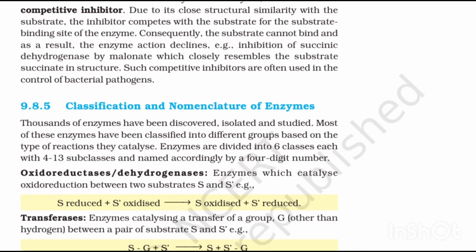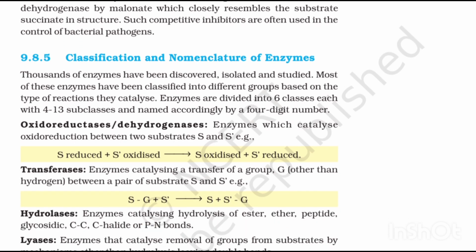Classification and nomenclature of enzymes. Thousands of enzymes have been discovered, isolated, and studied. Most of these enzymes have been classified into different groups based on the type of reaction they catalyze. The enzymes are divided into 6 classes, each with 4 to 13 subclasses, and named accordingly by a 4-digit number.